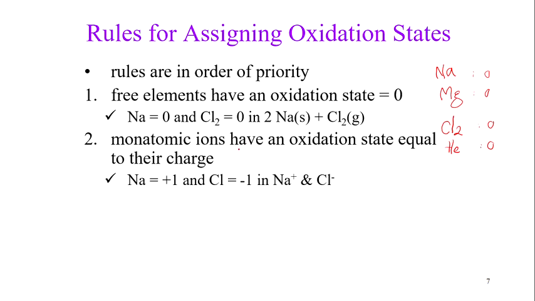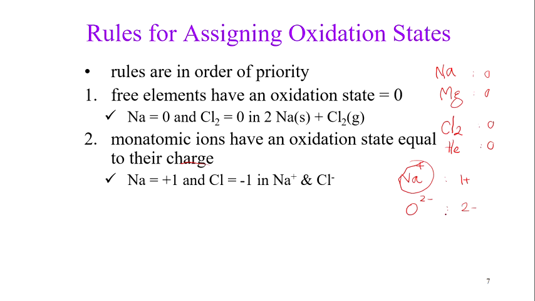If we have monoatomic ions, the oxidation number is equal to their charge. What does that mean? If I ask you what is the oxidation number of sodium 1 positive? The oxidation number is the same as the charge, so I say 1 positive. What about oxygen 2 negative? Charge is 2 negative, oxidation number 2 negative.